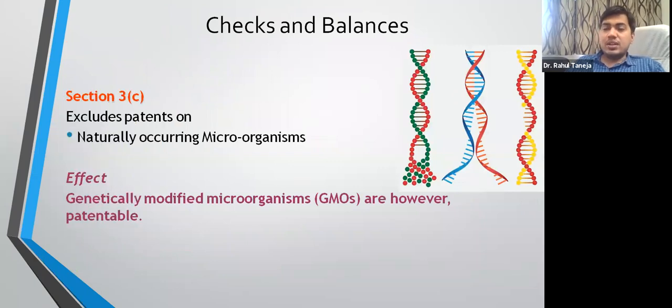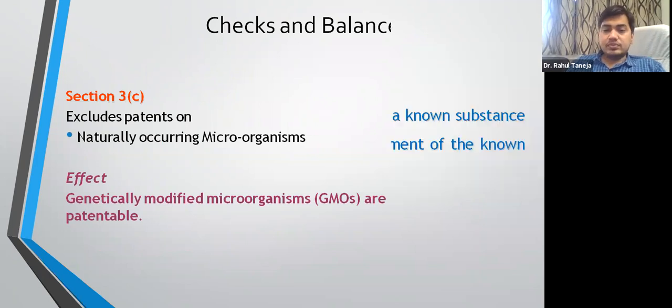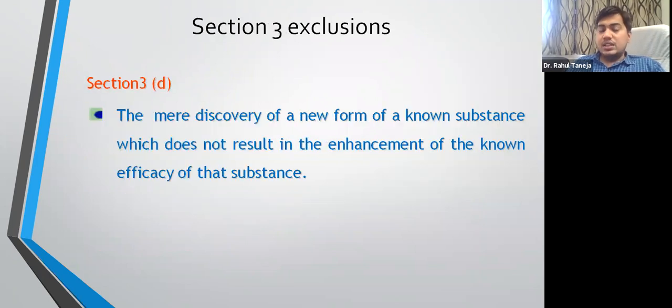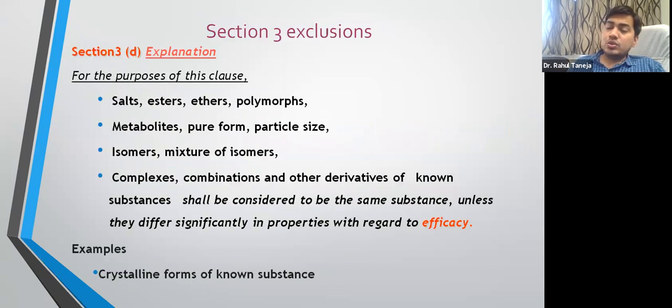As such, natural microorganisms cannot be filed for the patent application. Section 3D. This is very important with respect to the pharmaceuticals background. Mere discovery of a new form of a known substance which does not result in the enhancement of the known efficacy of that substance, means that just because of the new use of the existing substance, a patent application cannot be granted.